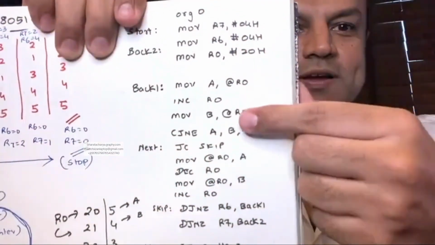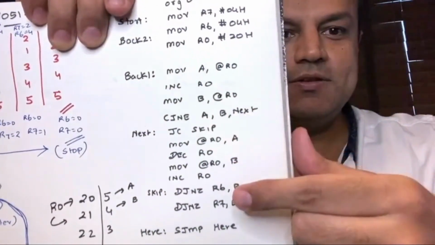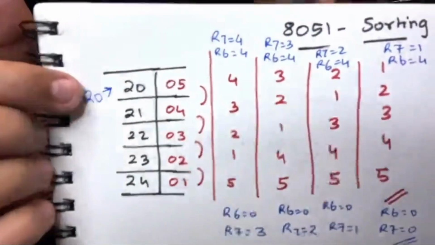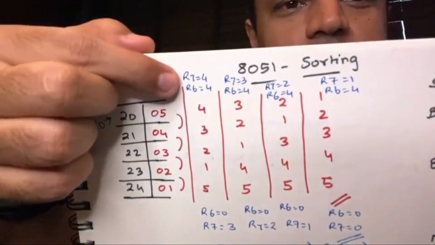1, 2, 3, 4, 5, 6, 7, 8, 9, 10, 11, 12, 13, 14. 14-line program. You scared of a 14-line program? Really? What are you going to do? 3 things you have to initialize. Pointer, outer loop count, inner loop count. Both outer loop and inner loop counts are 4. So we'll keep both of them in R7 and R6. And your pointer R0, we'll initialize it to 20. So 3 things you have to initialize. Outer loop count, inner loop count and pointer.